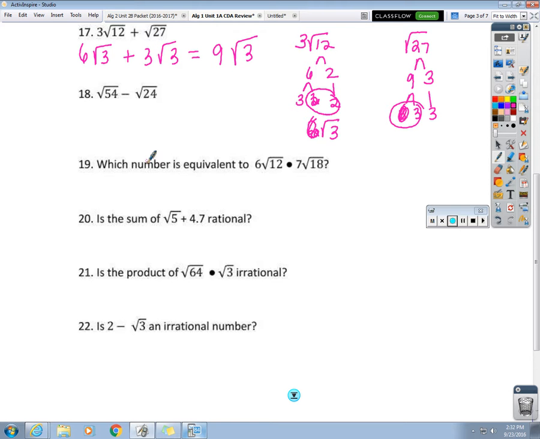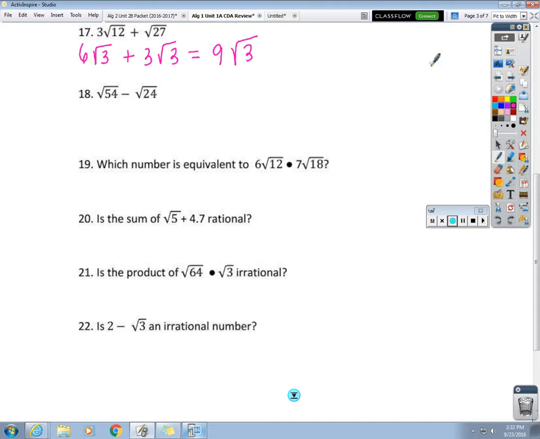All right, number 18. This time they want you to subtract, but currently they cannot be subtracted because this one has a radicand of 54, this one has a radicand of 24. But maybe if we go over here and we simplify each of those, maybe then they will match.